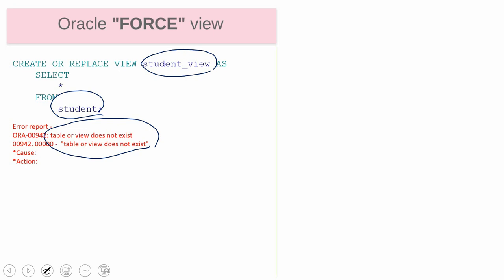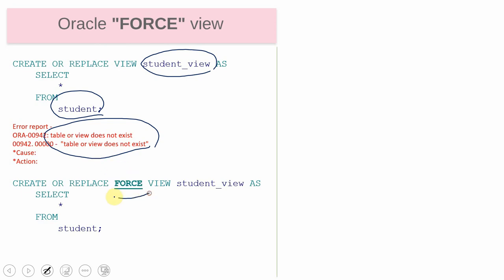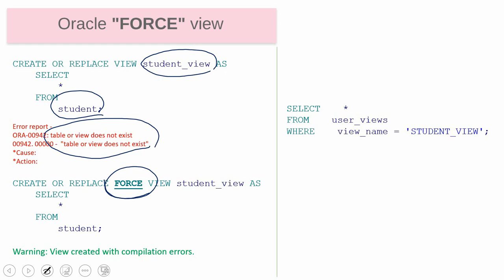To handle such scenarios, as part of the create view statement, we just need to specify the additional keyword called force. By specifying this keyword, Oracle will create the view even if the underlying base tables are not present in the database. However, the view will get created with compilation error and the status will be invalid. You can just query the data dictionary tables like user_views and user_objects to check whether the views are actually created or not.